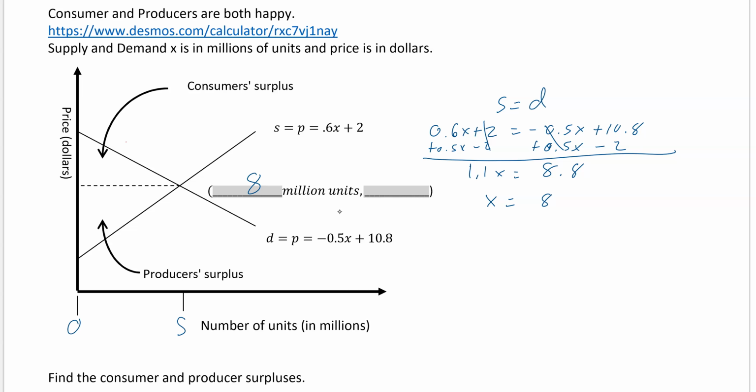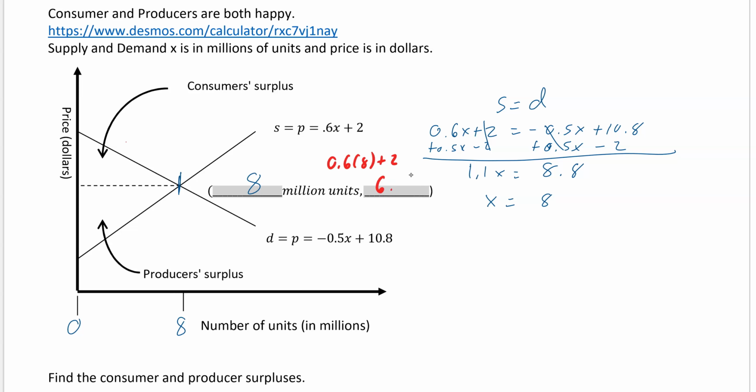So this is from 0 to 8 now. That's our point right there, and at that point, both the supply and demand are equal. So it doesn't matter which one you plug it into. I'm just going to choose the one on the top. So 0.6 times 8 plus 2. That would be 4.8 plus 2, which is 6.8. Let's put that in red as well, just so we have it.